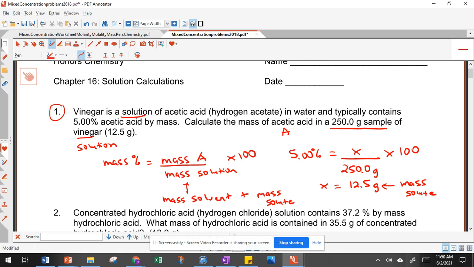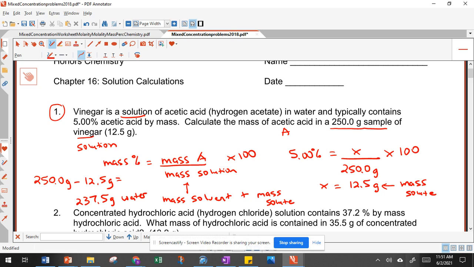So to find the mass of water that would be necessary to produce 250 grams of solution, we would just subtract 12.5 from 250 if we were asked for that. So we do 250 grams minus 12.5 grams. And that would give us 237.5 grams of water. Okay, so that's just another spin on a problem if they were to ask you how much solvent was required.